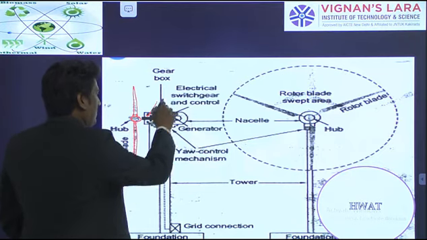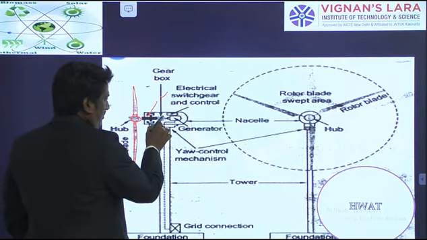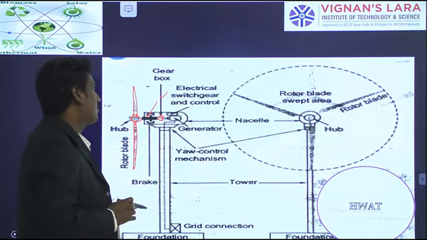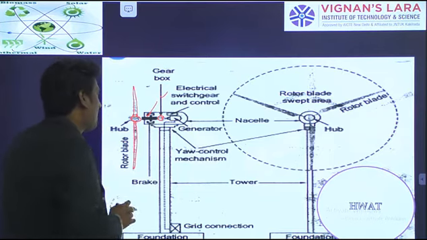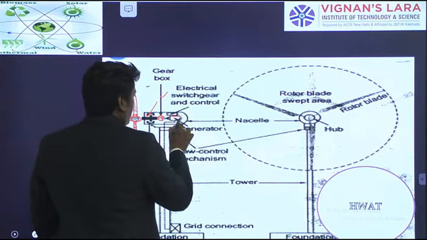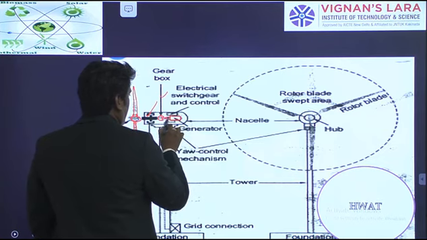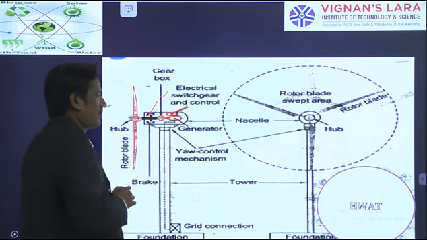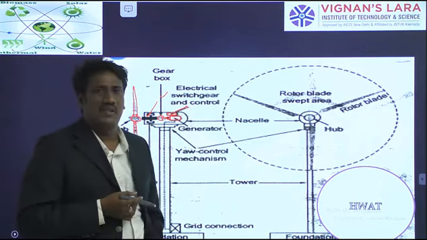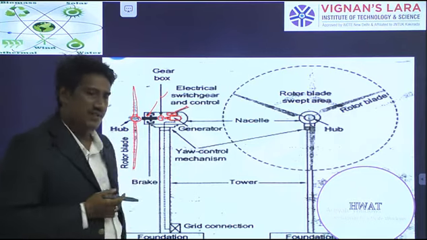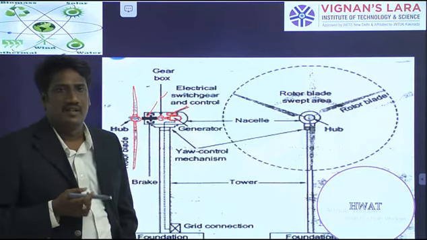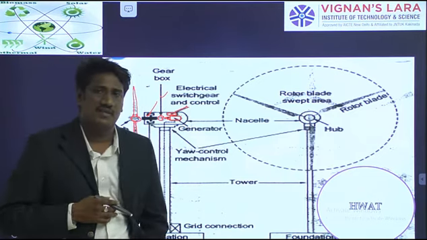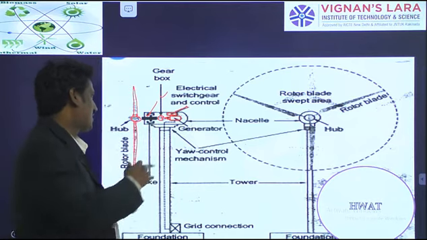After the brake mechanism, you will have a gearbox mechanism, here you can observe that. To maintain the speed of the shaft, a gearbox is provided, and you will have a generator. A doubly fed induction generator is there. This will be the generator used to generate electrical energy, and here is some electrical switchgear and control. Already you know that protective devices like circuit breakers, fuses, and relays will be there, and sometimes isolators also in the electrical switchgear.